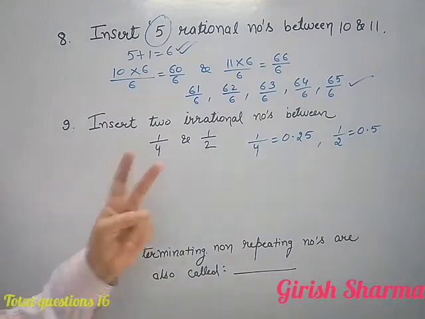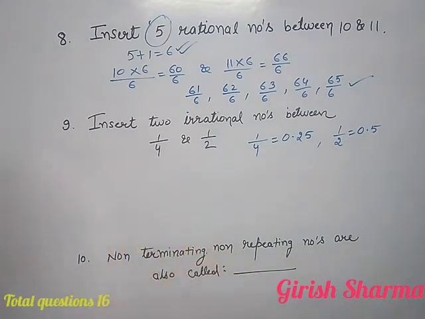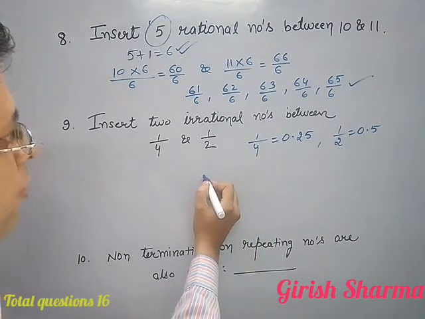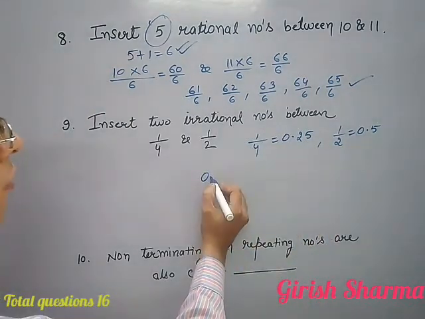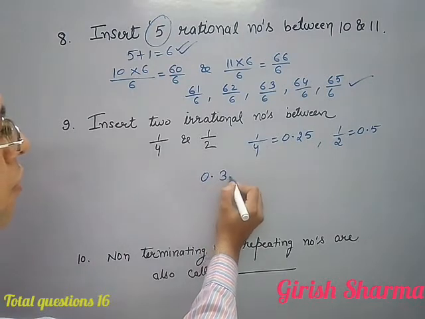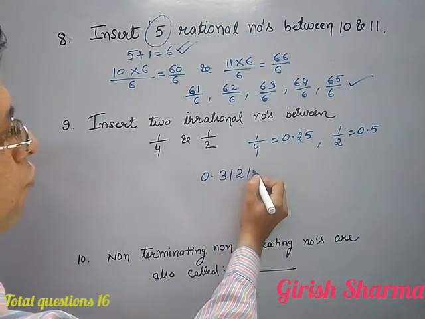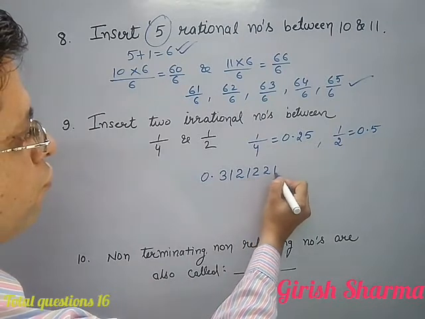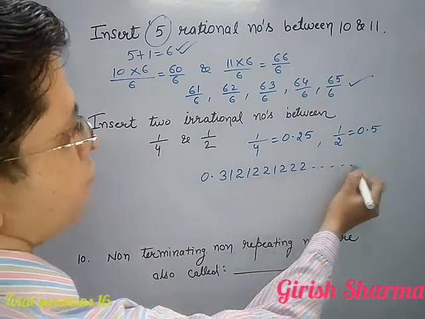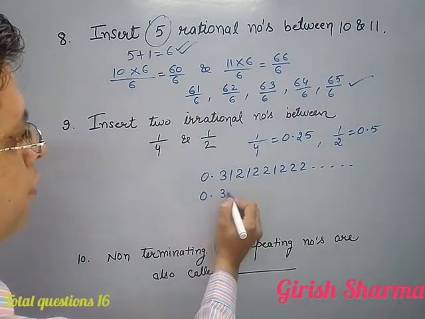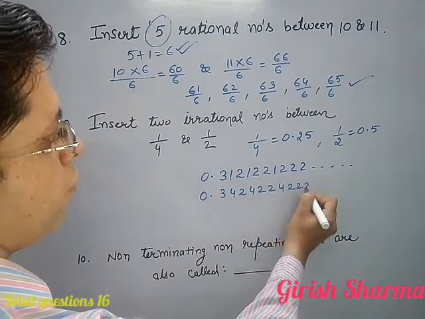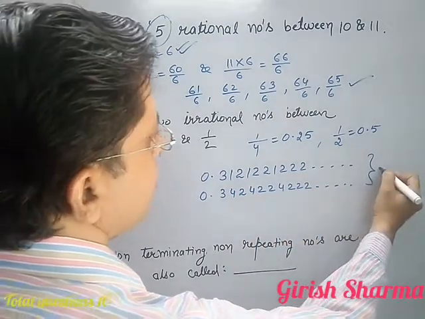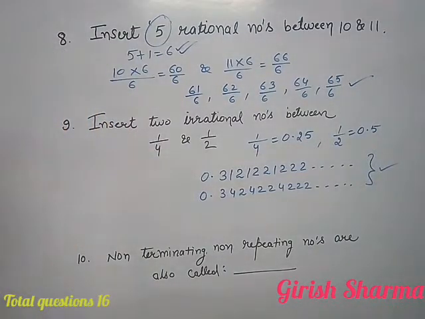You have to insert two irrational numbers. Actually, I can insert infinite irrational numbers in between. So what to do? See here, what will be the answer? More than 0.25 and less than 0.5. I am starting from 3. 0.3122, 122, and so on. 0.3422, 422, and so on. I can insert infinite numbers in between.